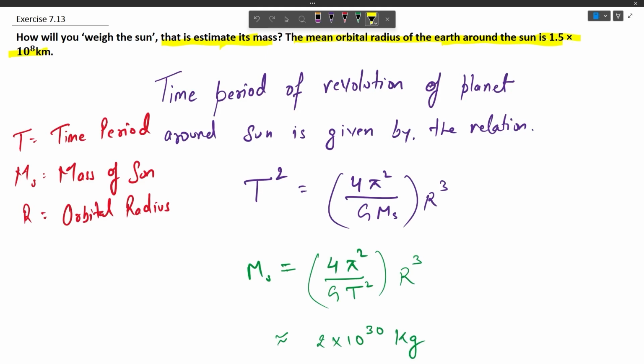Now using this relation, we have the time period known, that is 1 year, and the orbital radius is known, that is 1.5 into 10 to the power 11 meters. Now only ms here is unknown, because this is the gravitational constant that we'll be using. So ms can be estimated by this relation, and it is calculated to be 2 into 10 to the power 30 kilogram, or 1 solar mass. Thank you.